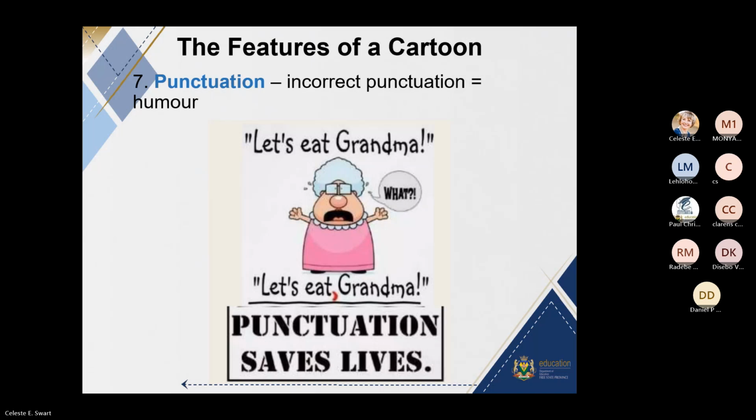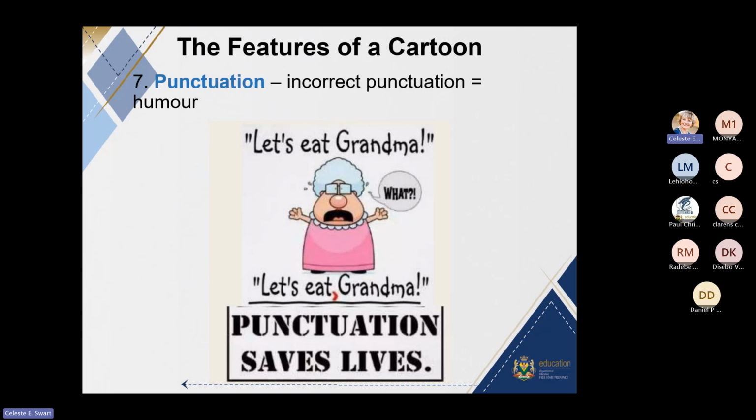Punctuation. Incorrect punctuation can create humor. We look at this example. Let's eat grandma. Goodness, who wants to eat grandma? But if you say, let's eat, comma, grandma, you're saying, let's have supper, grandma, let's have lunch, grandma. So that's why they say punctuation saves lives.